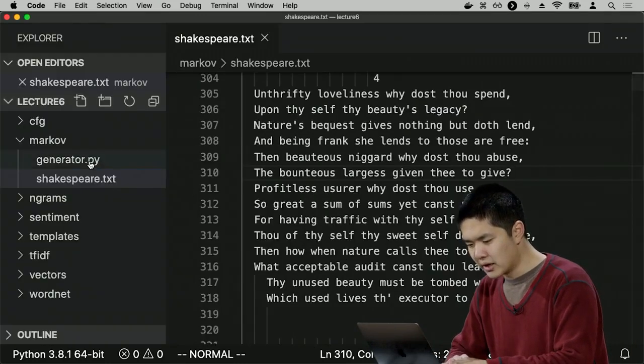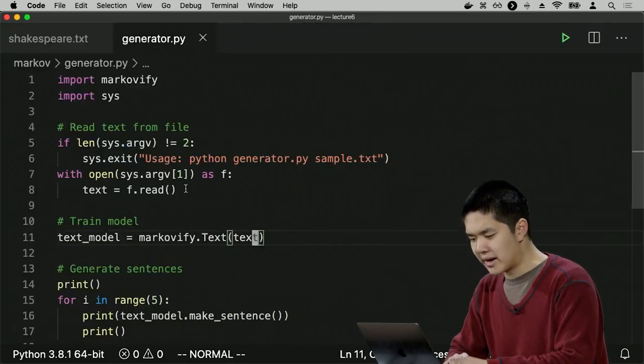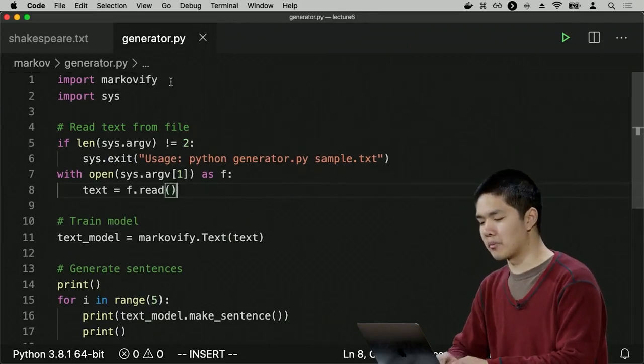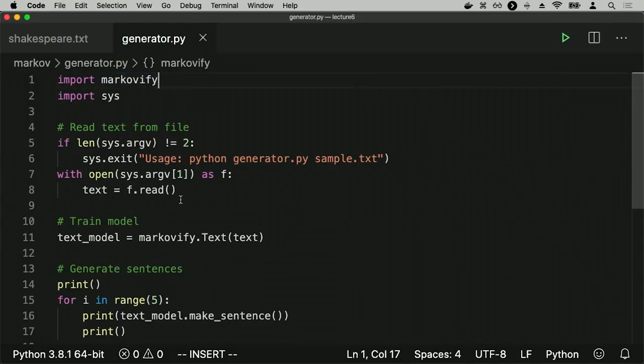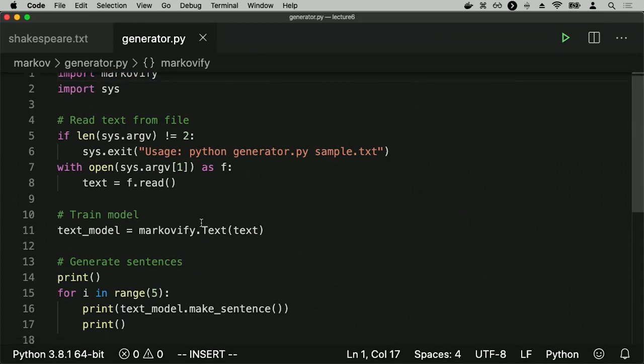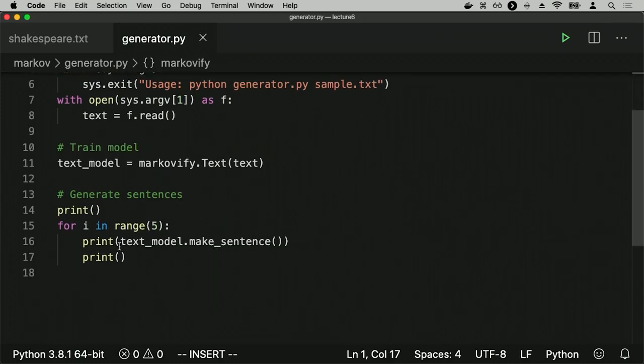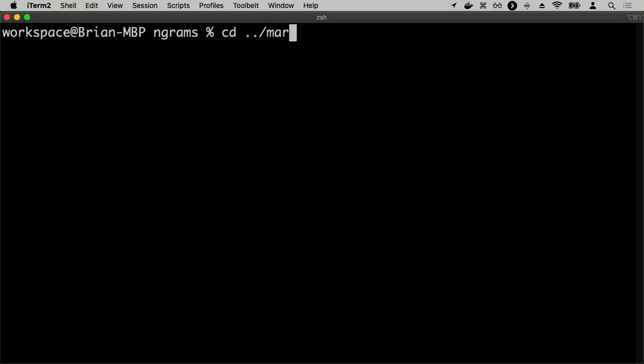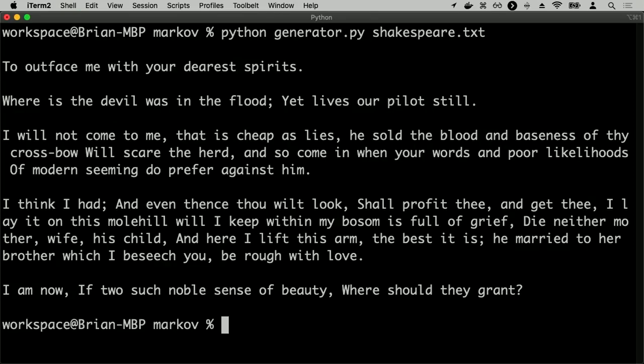And so to do so, I'll show you generator.py, which again is just going to read data from a particular file. And I'm using a Python library called Markovify, which is just going to do this process for me. So there are libraries out there that can just train on a bunch of text and come up with a Markov model based on that text. And I'm going to go ahead and just generate 5 randomly generated sentences. So we'll go ahead and go into Markov. I'll run the generator on Shakespeare.txt. What we'll see is it's going to load that data. And then here's what we get.